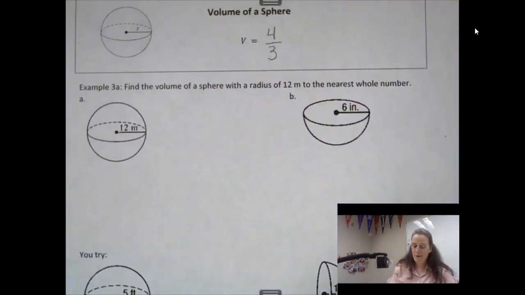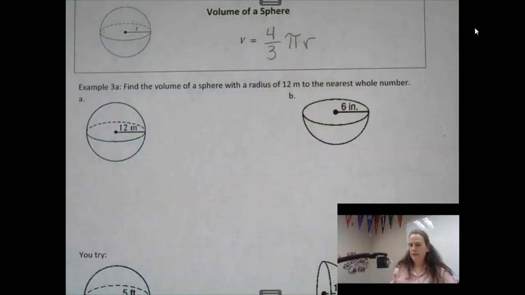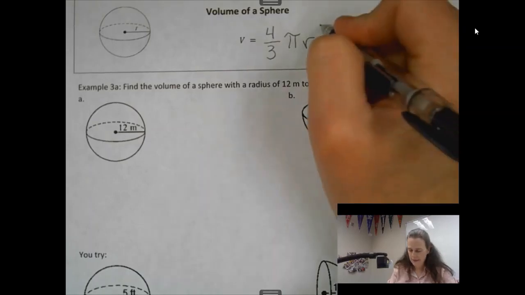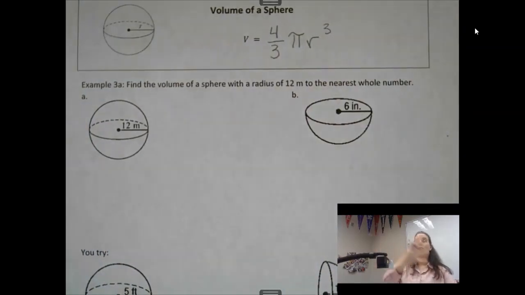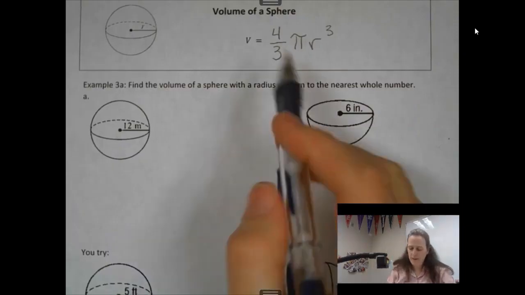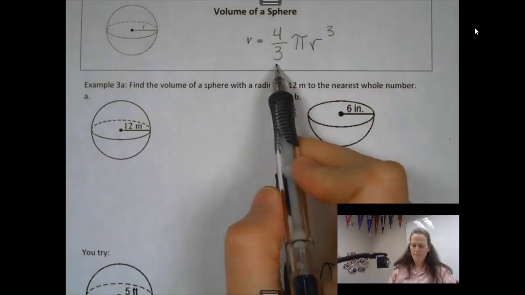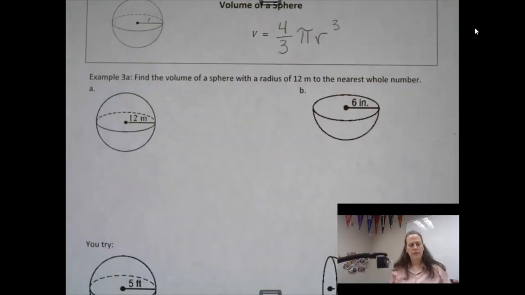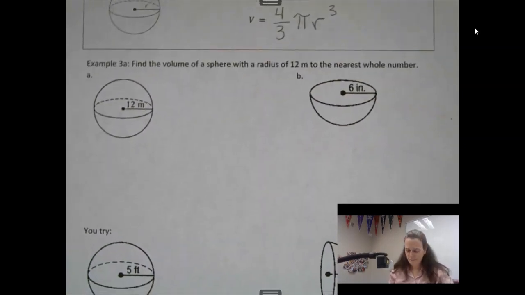4/3 pi r cubed. So think about that like it's in 3 directions, right? Now we're doing volume. We're not just doing a flat surface area. We're looking for how much can fill up this sphere. So, and then the 4/3 is kind of interesting too. 4/3. And I think I linked a video on yours if you're interested in how that works out.